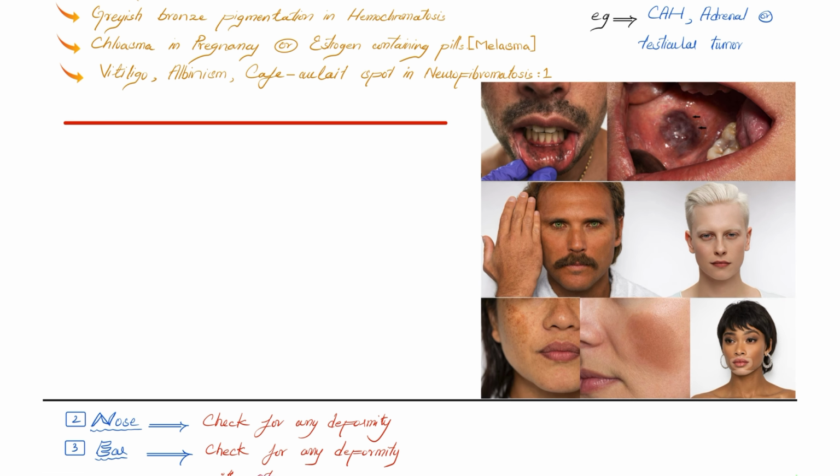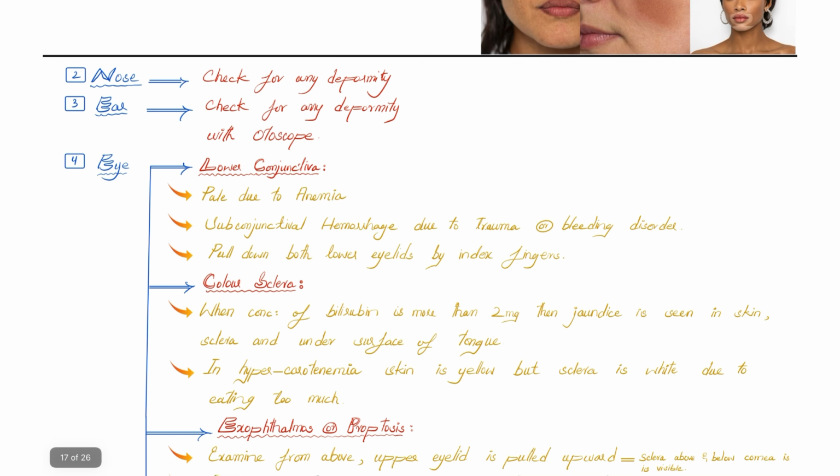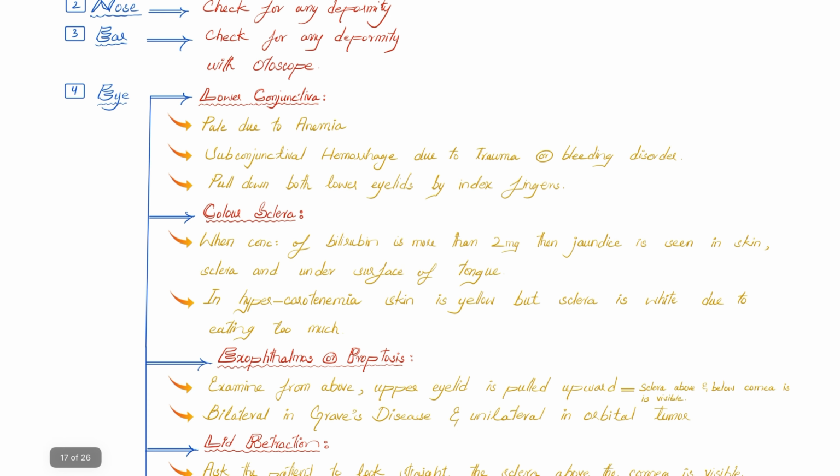Then check the nose for any deformity, check the ears for any deformity with the help of an otoscope to see the eardrum as well, the tympanic membrane. Then perform the examination of eyes. In the lower conjunctiva, you can find anemia if it is pale, and there can be subconjunctival hemorrhage. The cause of subconjunctival hemorrhage can be trauma or bleeding disorder.